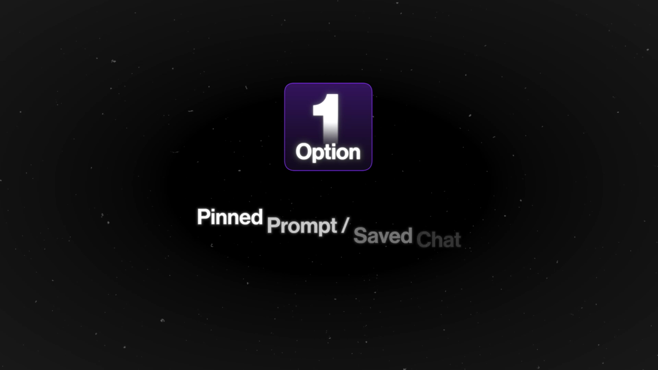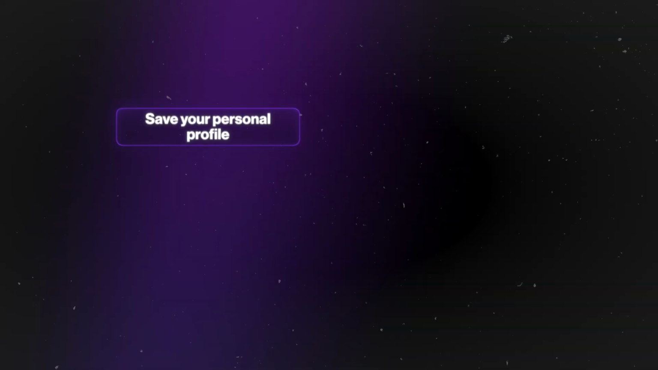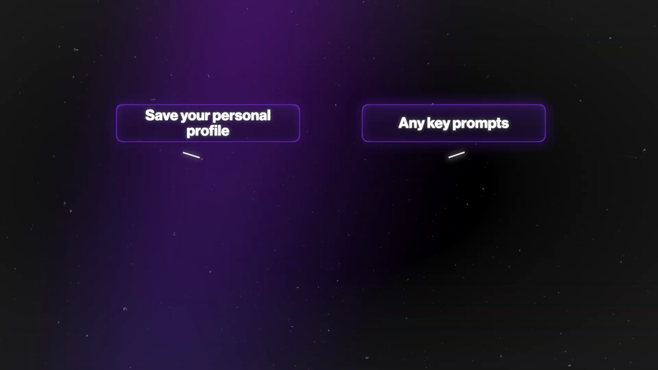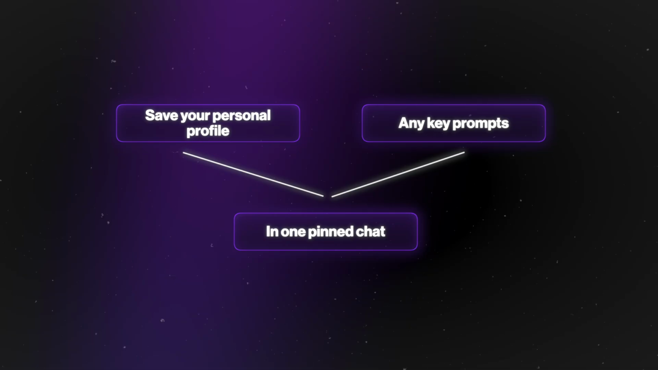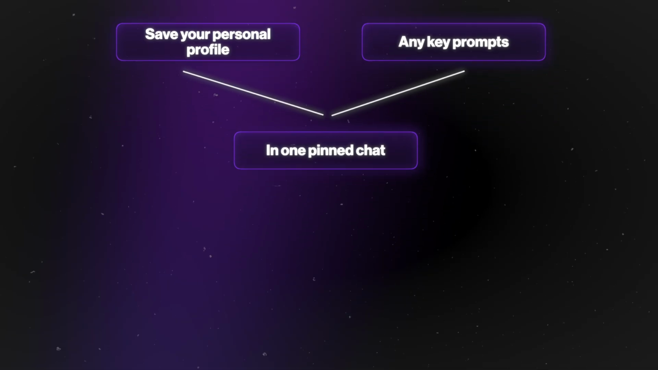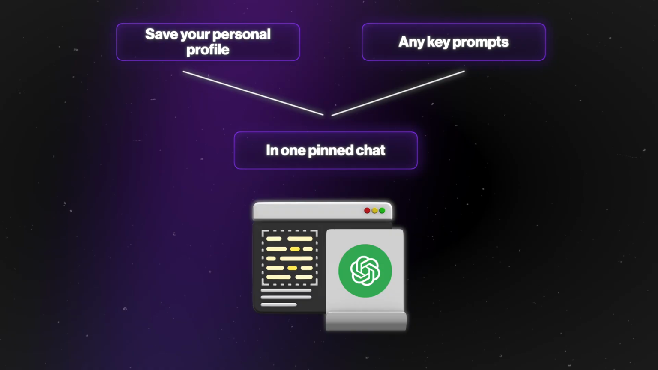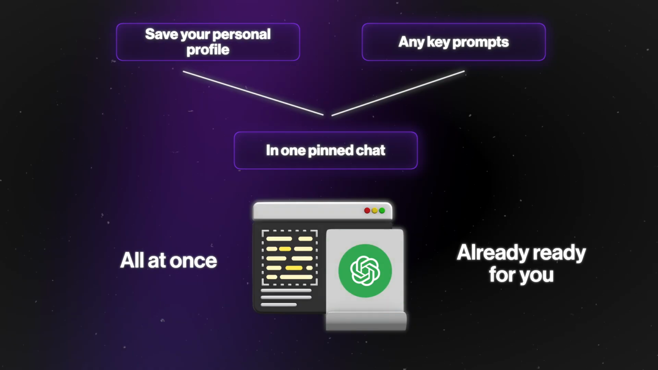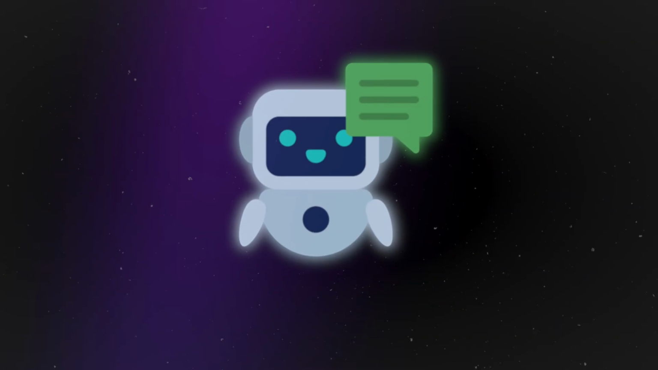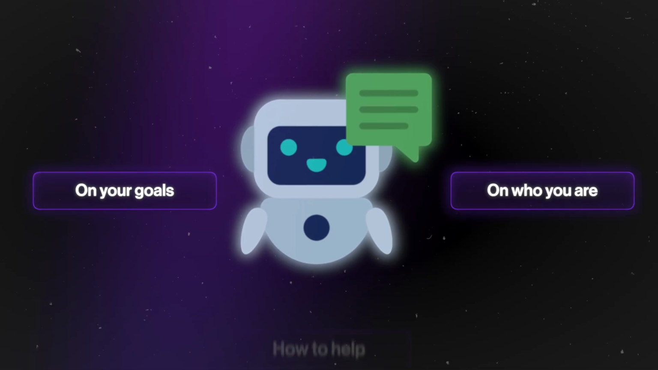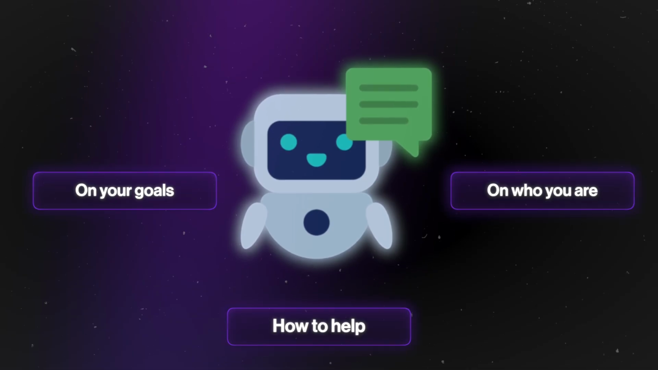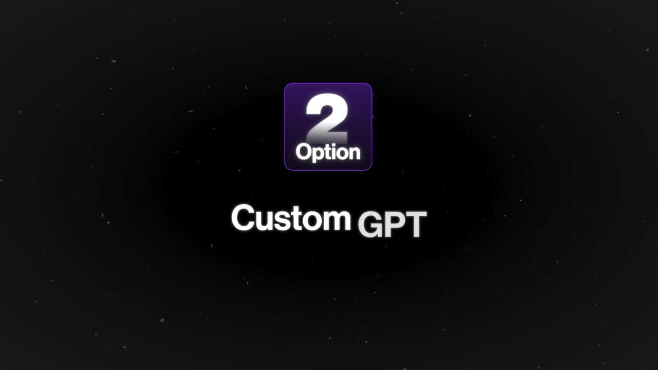You have two options, depending on whether or not you want to purchase the pro subscription. Option number one is the pinned prompt or the saved chat. Save your personal profile and any key prompts in one pinned chat. That way, anytime you need to use ChatGPT, you instantly can open the app on your desktop or your phone and have access to everything all at once, already ready for you. Your assistant is gonna stay trained on your goals, on who you are, and it's gonna help you continuously execute at a high level.